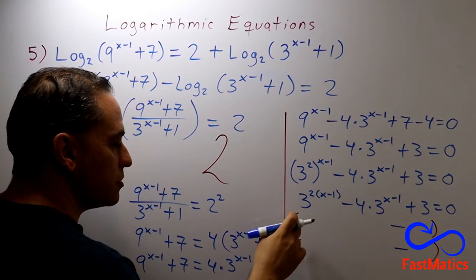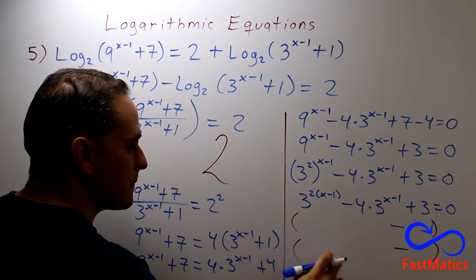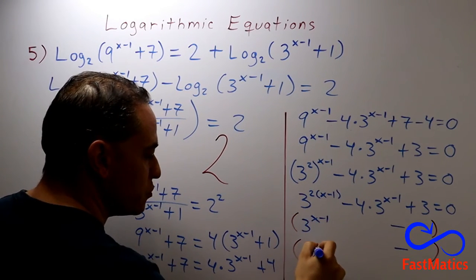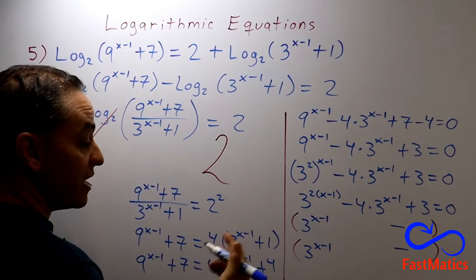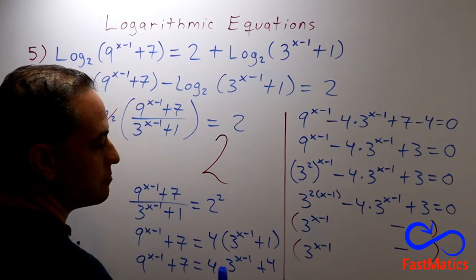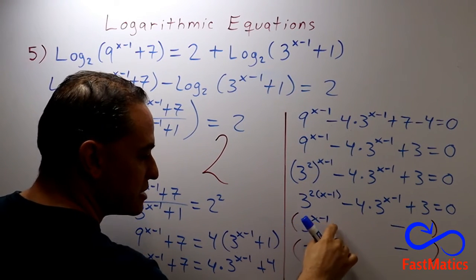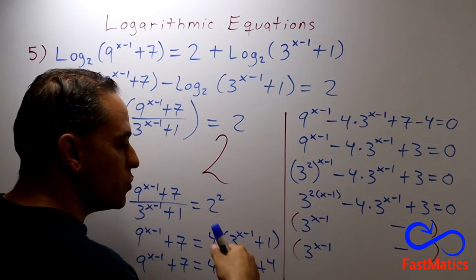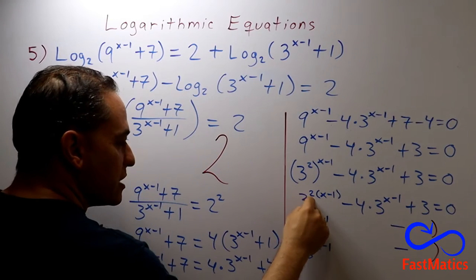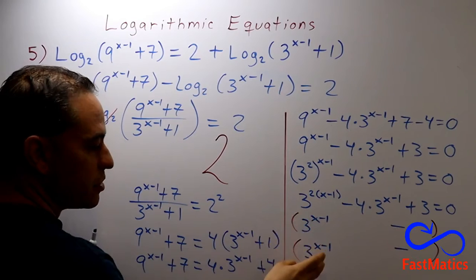Now I need to find two expressions that multiplied will give us this expression. 3 to the power of x minus 1 times 3 to the power of x minus 1 will give us 3 to the power of 2 times x minus 1. Because if you have x minus 1 and x minus 1, you will get 2x minus 2. 2 times x, 2x, 2 times negative 1, negative 2. And that's the same, so it's okay.